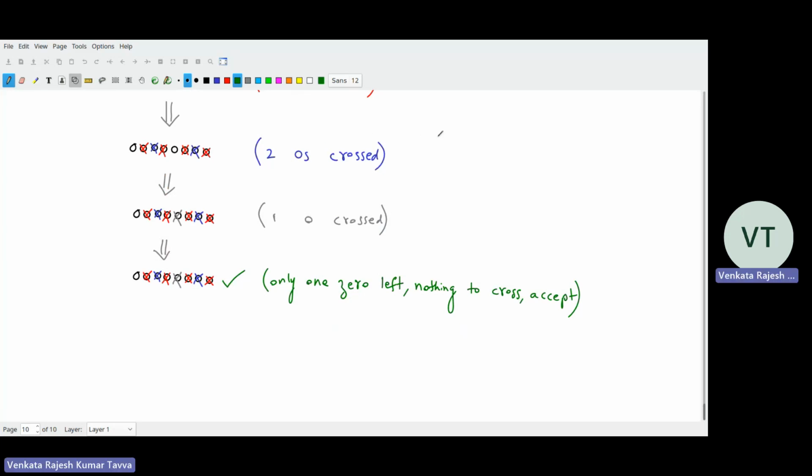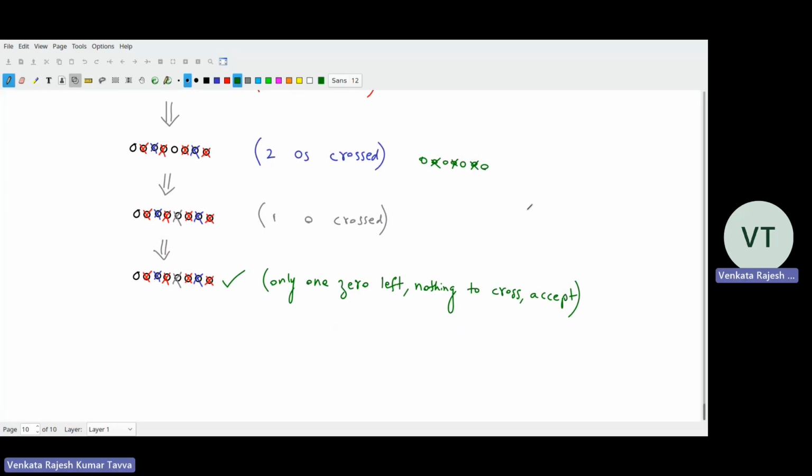No, why will it accept if I have 7 zeros? 1, 2, 3, 4, 5, 6, 7. I'll cross this. I'll cross this. I'll cross this. I have 4. So what I'm saying is, I will not even cross. I will see it is an odd number. I will reject it.